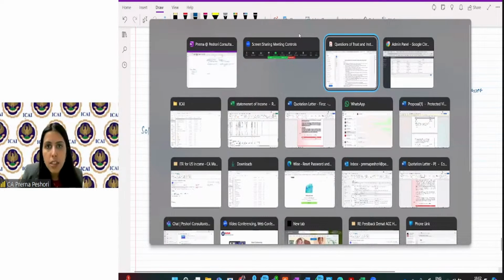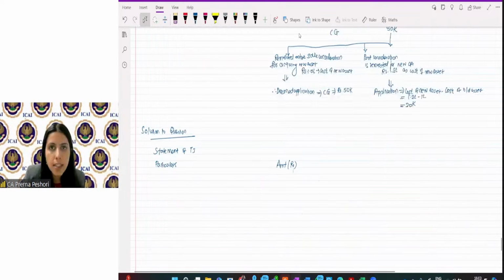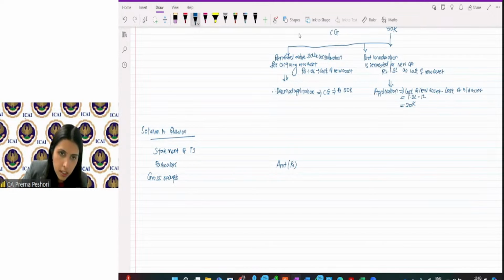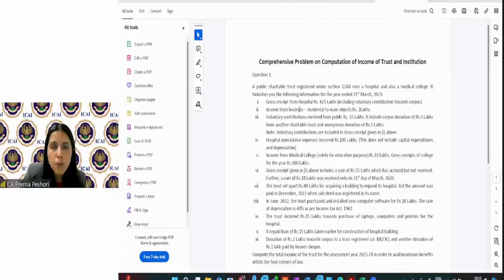So I have the gross receipt from hospital 425. Yes, Mansha, you are correct. We will take 425 minus 32 lakh, which is the voluntary contribution, which includes the corpus and the anonymous donation, everything. So yes, you're correct. 393 lakhs is what we will take over here, Mansha. So gross receipts 392 lakh. Okay. Then the next point says that income from business incidental to main objects, rupees 2 lakh.